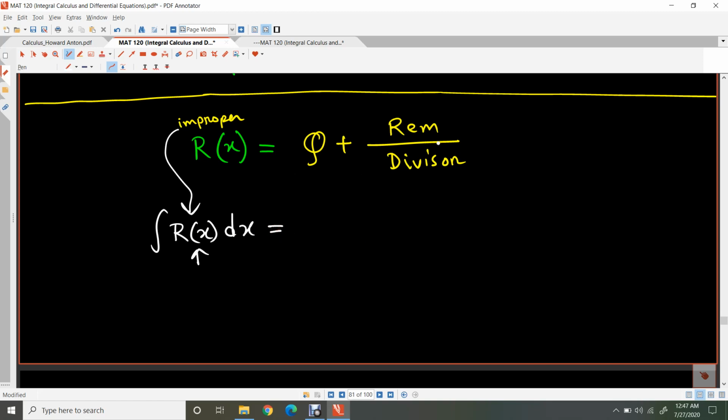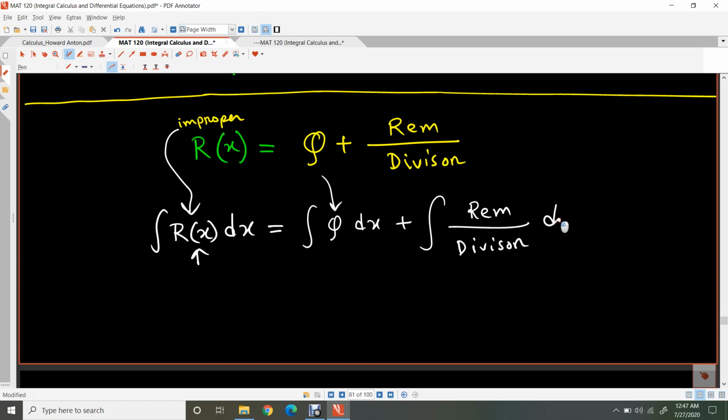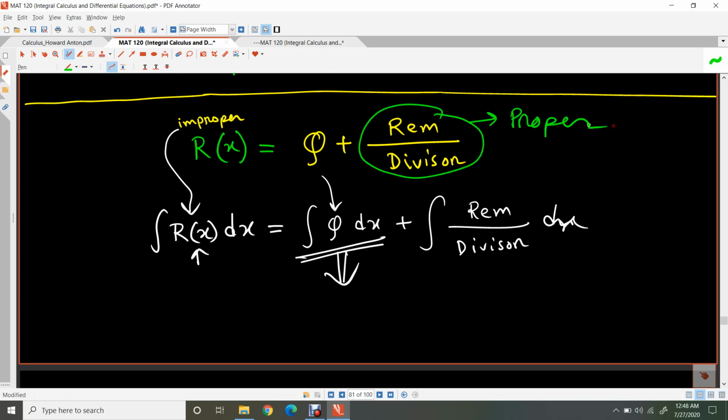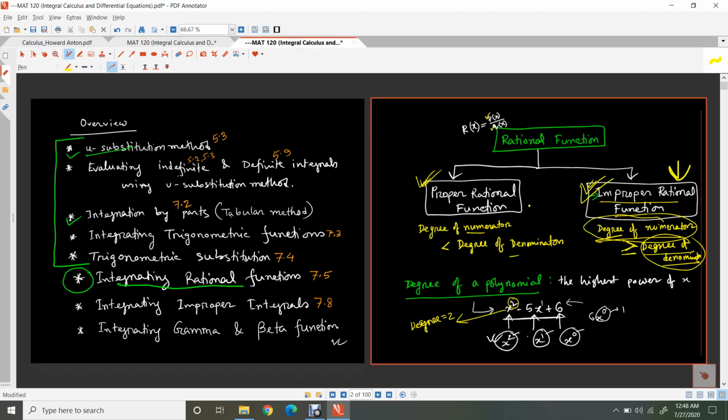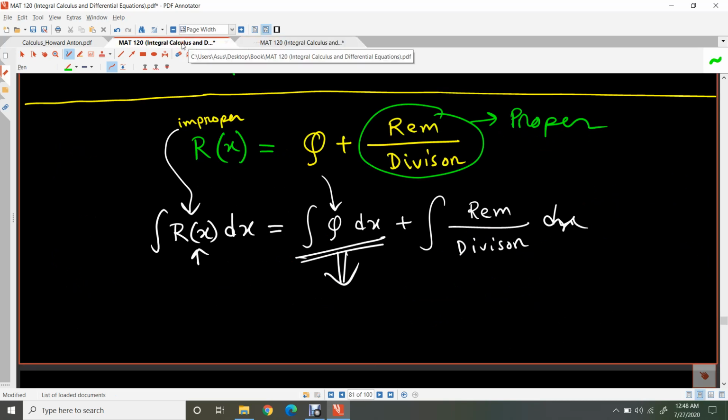At first we have to apply the division technique so that we can express this rational function as quotient plus remainder over divisor. Then if we have to integrate this one, the integration will be distributed over the quotient and the remainder over divisor. That means we can easily find the antiderivative for this integral, and for finding the antiderivative of this part we can apply the technique called the method of decomposition. Obviously after using the division technique you will get a proper rational, and you know how we can integrate a proper rational. We have solved so many problems in our last video.